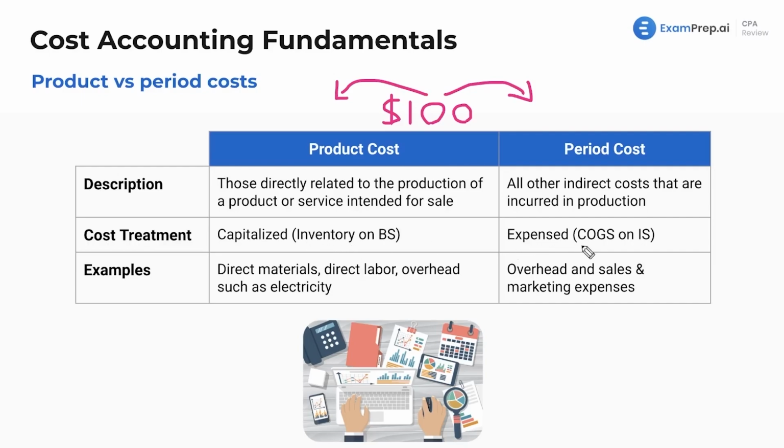Period costs are expensed on the income statement as cost of goods sold, or we're talking other expenses, overhead, sales, and marketing expenses. Product costs could be direct materials because they go directly into a product. Labor, because they go directly into a product. Overhead, such as electricity used to make certain products. There you go. So memorize this, be familiar with it, and you'll do just fine with it.